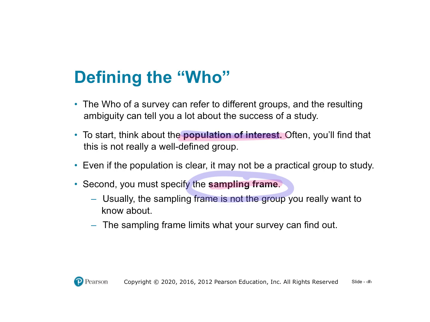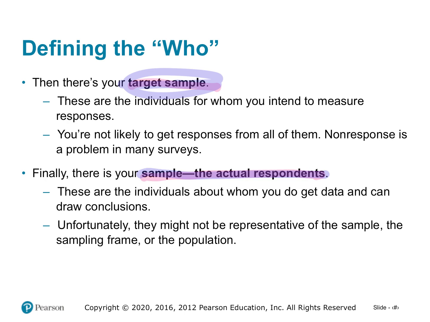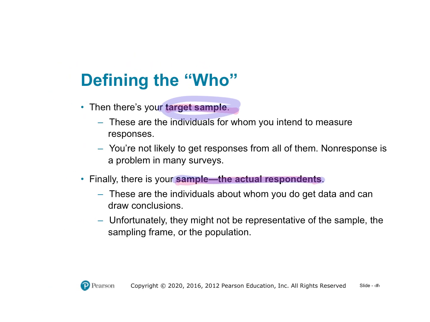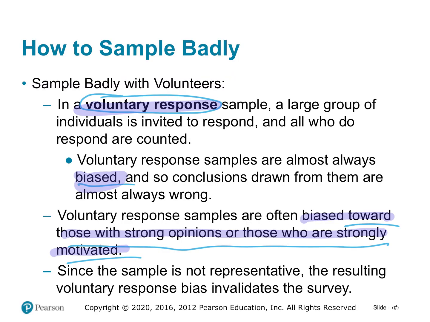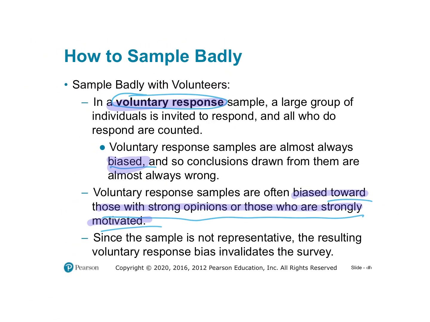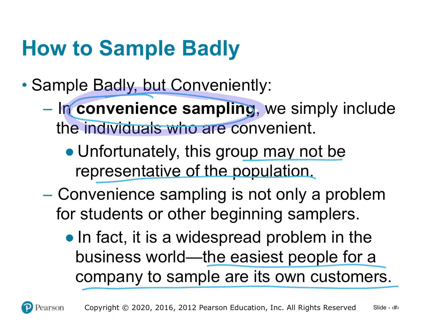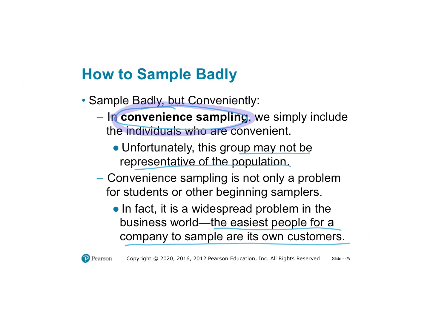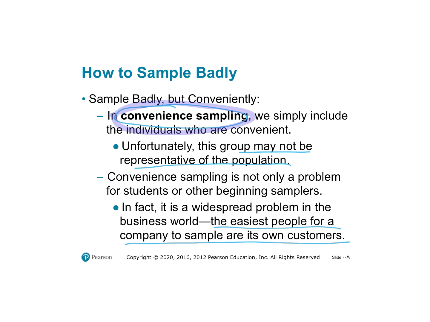The population of interest, it's important to know who you're wanting information about. That's going to give you what's referred to as your sampling frame, and then go from there, right? So then from there you have to think about how you're going to get your sample. How to sample badly. So we've already talked about voluntary response. There's another type of sampling that's not so good, and that's what's referred to as convenience sampling.